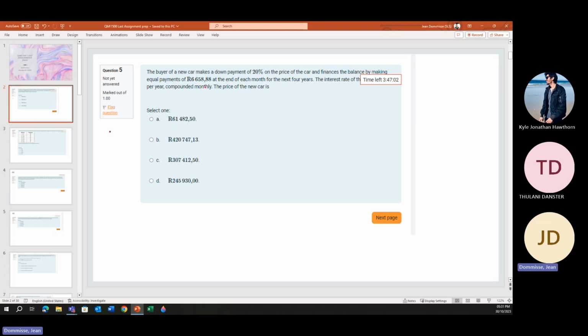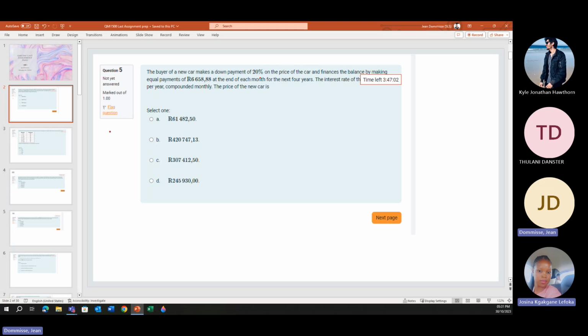In this question, they talk about the buyer of a new car who makes a down payment of 20% on the price of the car and finances the balance by making equal payments at the end of each month for the next 4 years. The interest rate of, okay, so what would that interest rate have been?